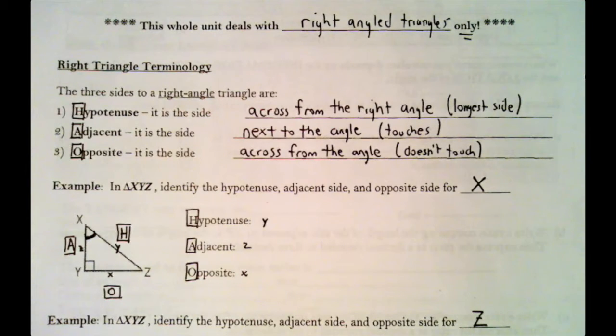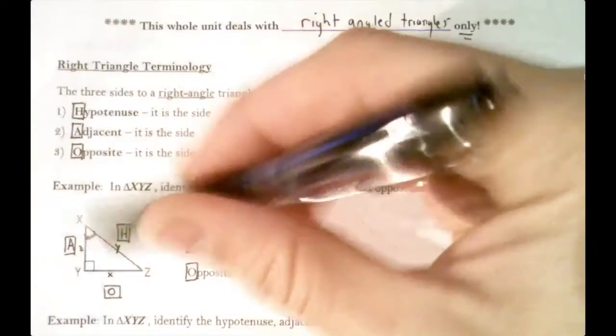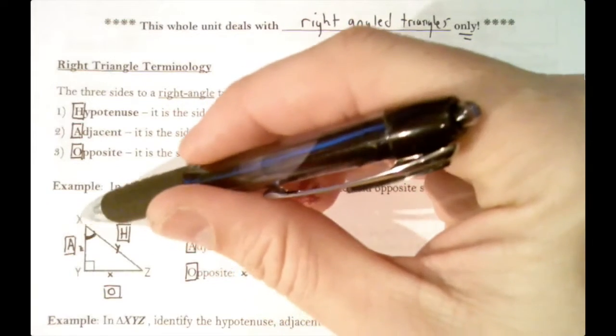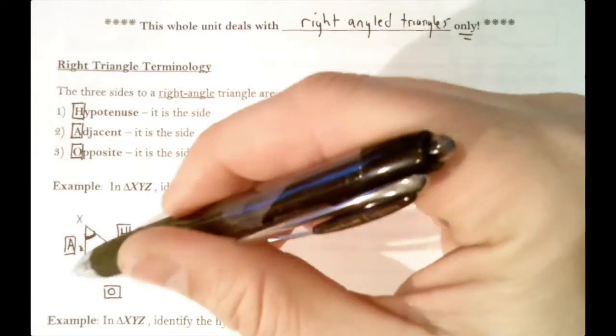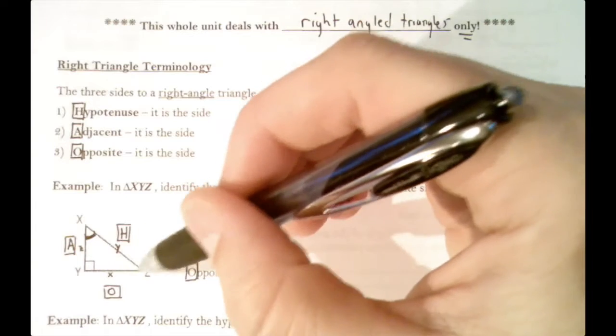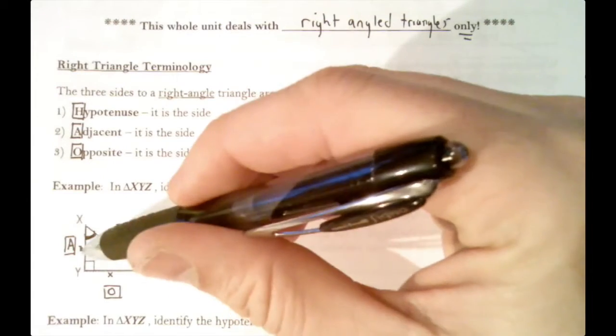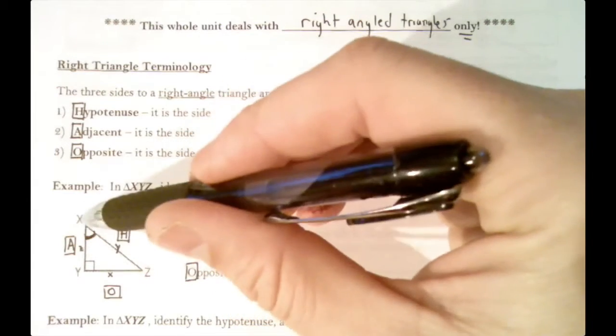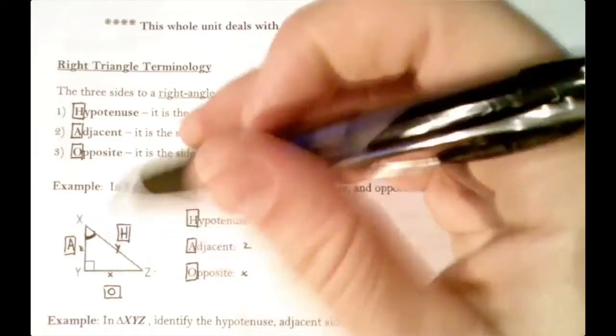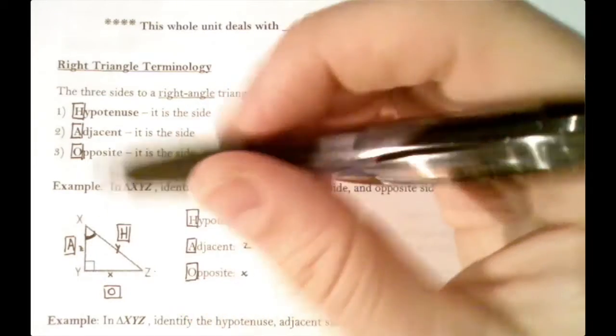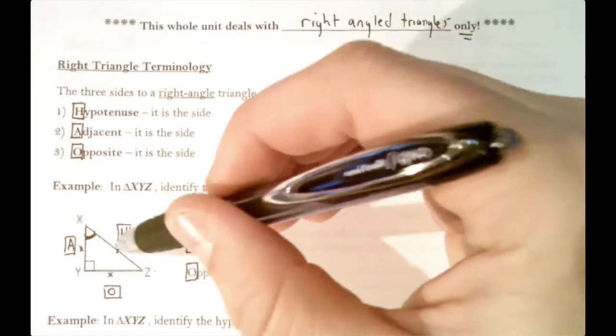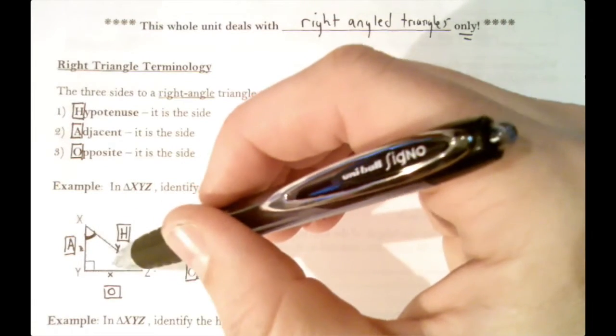Also, we kind of threw in there labeling sides. Sides are labeled across from their angles. So if X is here, this is side X. If Y is here, this is side Y. And if Z is here, this is side Z. The capital letters are reserved for angles. So angle X, angle Y, angle Z. And the lowercase letters, x, y, and z, are used for side lengths.